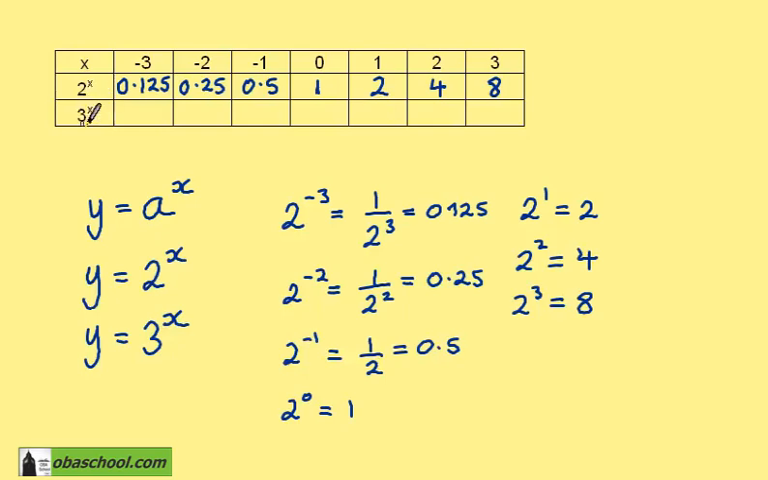If we now look at 3 to the x, 3 to the minus 3 is 1 over 27, and I'll write this as a fraction since it's much simpler than the decimal. 3 to the minus 2 is a ninth. 3 to the minus 1 is 1/3. 3 to the 0 is of course 1. We should know that a to the 0 is 1. So all of these exponential functions will have the value 1 when x is 0.